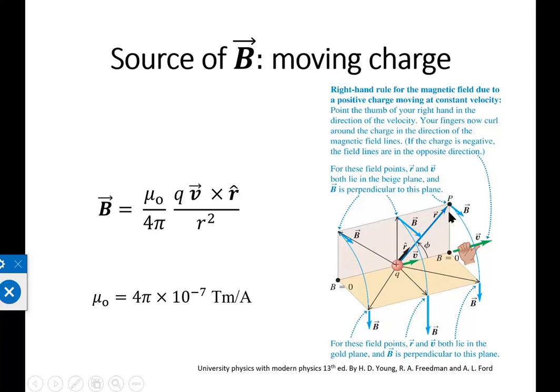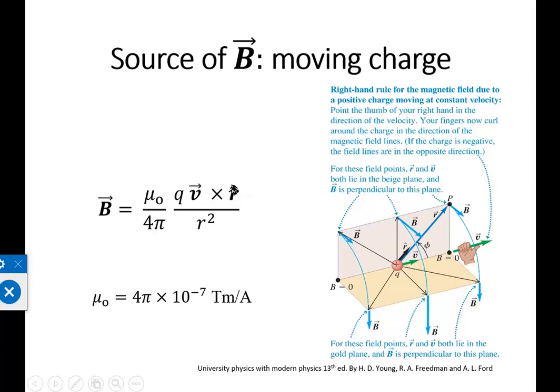We can determine the strength of the magnetic field using this formula. B is equal to whatever it is, but we should pay attention to this variable here, this vector, which is the speed at which the charge is moving.